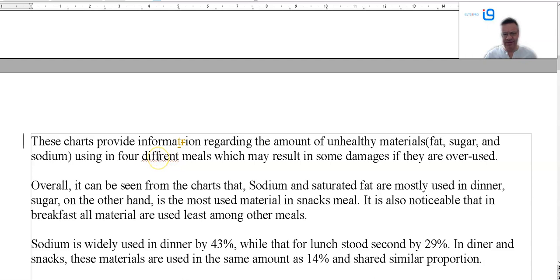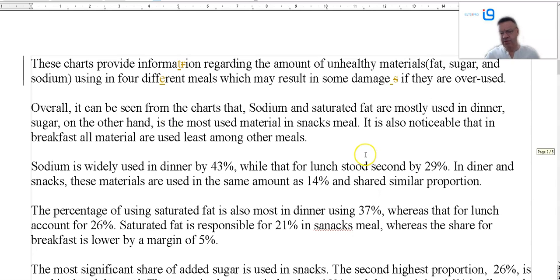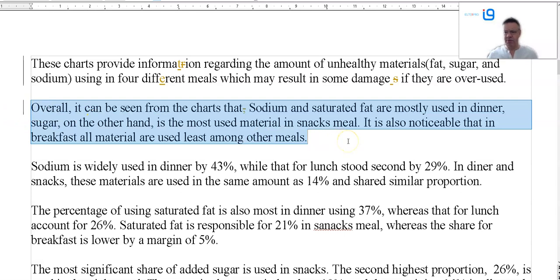These charts provide information, I believe, on healthy materials for different meals. Yeah, but where? Some damages. Well, it's harmful, maybe, but where is it? Well, it's in America. So you have to make sure that you have all this information in your introduction. So fats, you don't need a comma after that. All material are used least on. So they've kind of done the same. They've gone like unhealthiest to healthiest. I would have done it the other way around: breakfast, lunch, and dinner. I think that's a better arrangement.